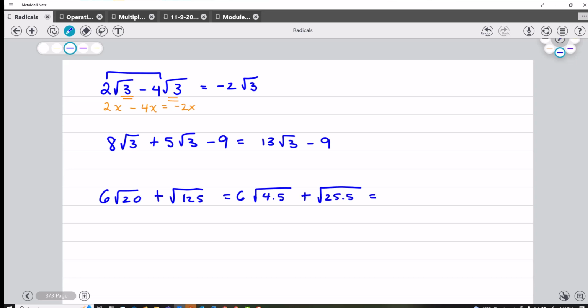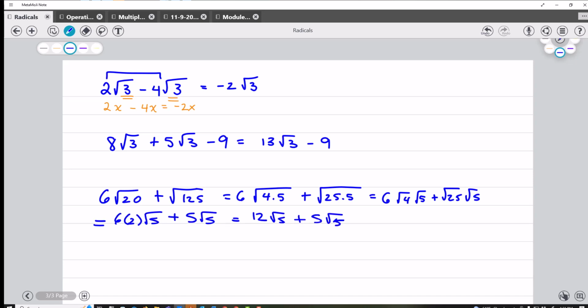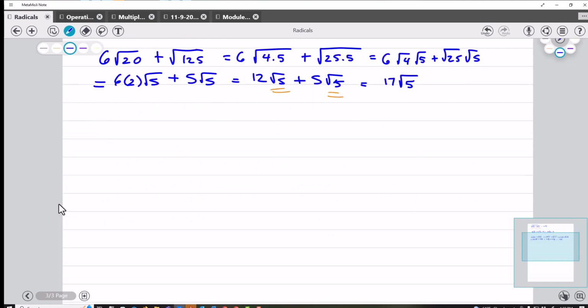And now from here, I can see I get 6 square roots of 4 square roots of 5, and plus square roots of 25 square roots of 5. This gives me 6 times 2 square roots of 5 plus 5 square roots of 5, which is 12 square roots of 5 plus 5 square roots of 5. Aha! They're the same now. So now I can actually add these and get 17 square roots of 5. So sometimes you can do some simplification so you can add them.